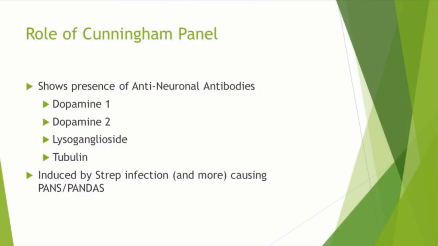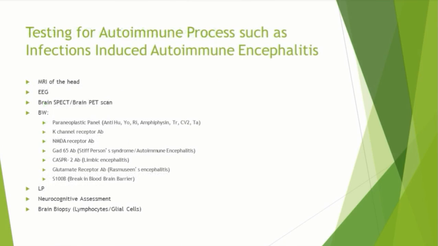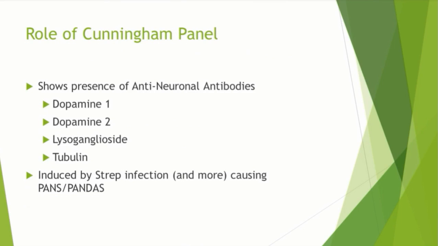There's also the Cunningham panel, which looks for these specific anti-neuronal antibodies that I didn't touch on the previous slide. Mainly, these anti-neuronal antibodies are done in Mayo Clinic. They have patented most of this, and so no matter where you get your blood drawn, it usually gets sent over to Mayo Clinic. And this is a different laboratory, Cunningham panel, which works a lot with PANS and PANDAS patients.